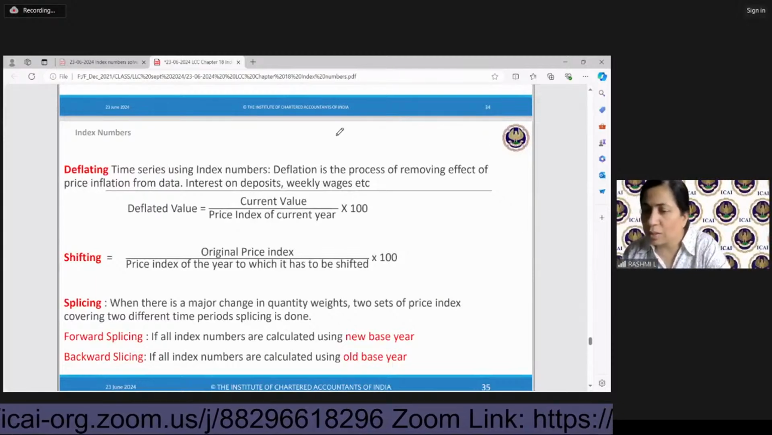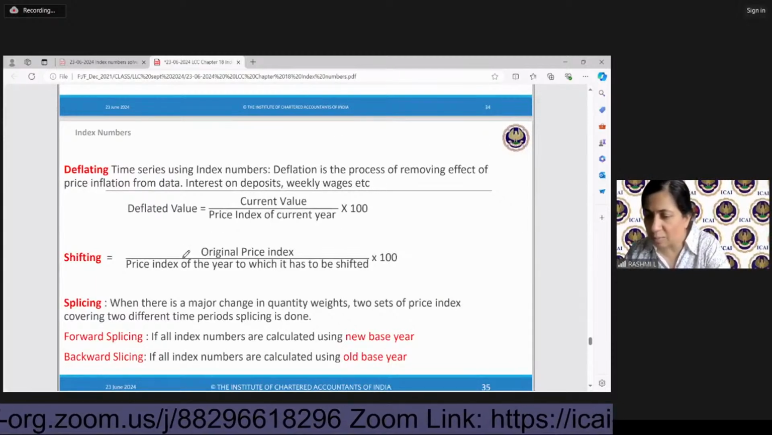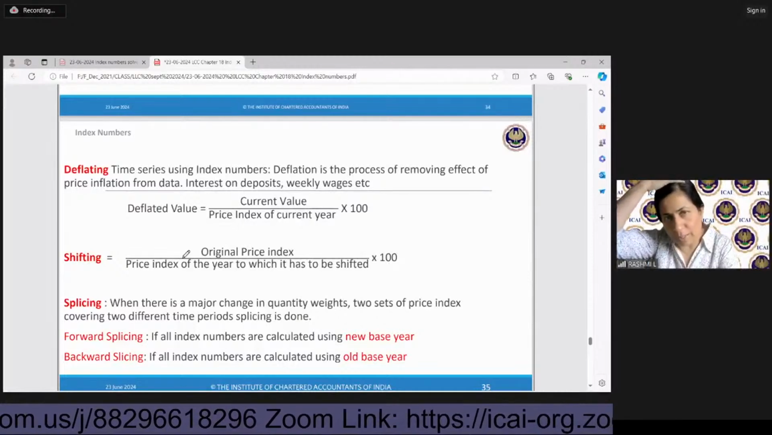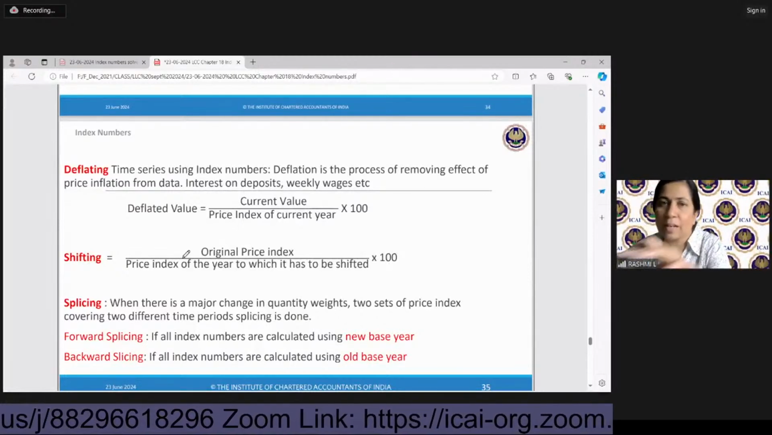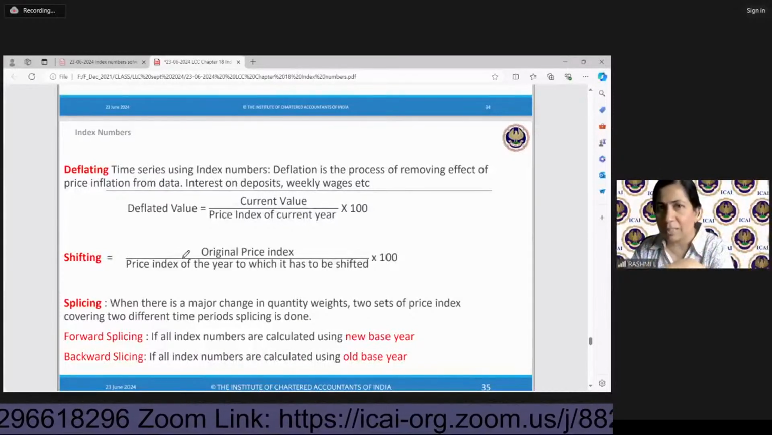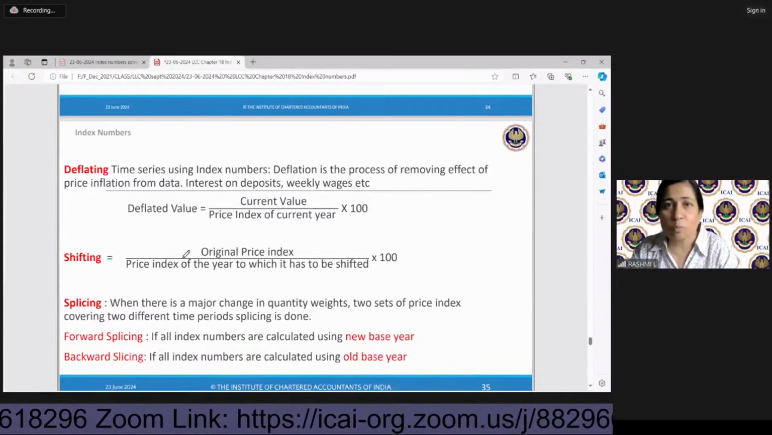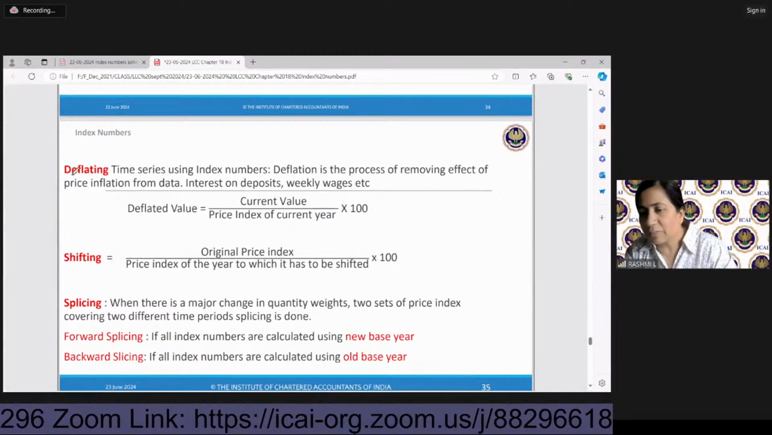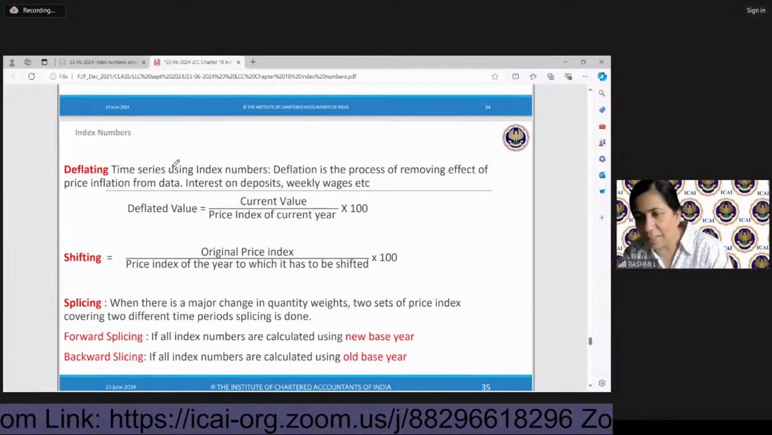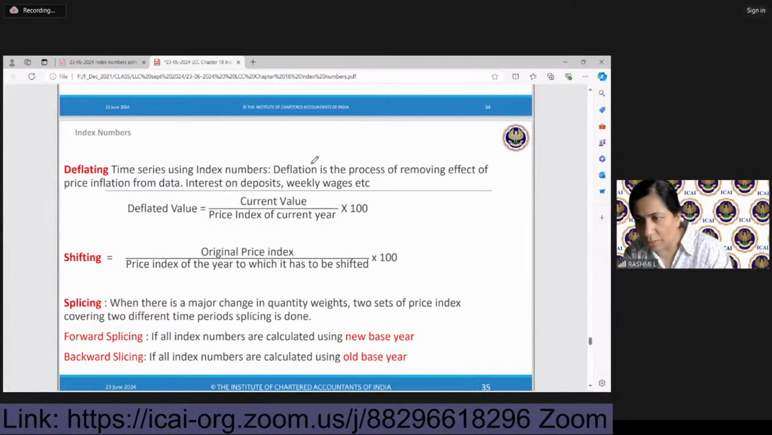Now let us go to deflating, shifting, splicing, forwarding. What we are going to do is study the theory here, and then I will take you to the study module, and there we can see how the splicing has been done. That is more for your understanding. Deflating time series using index numbers.